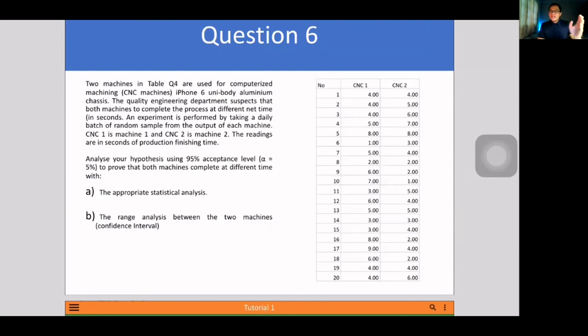Does it tell you what kind of statistic analysis? Read again. Machine one, machine two, and it just asks you, okay, alpha is 5%, acceptance level is 95%, and then start appropriate statistical analysis. Is it Z test? Is it a t-test? Variance are not given, standard deviations are not given, then this is a Z test. Sorry, this is the t-test. Okay, so you must know how to define Z-test and T-test.